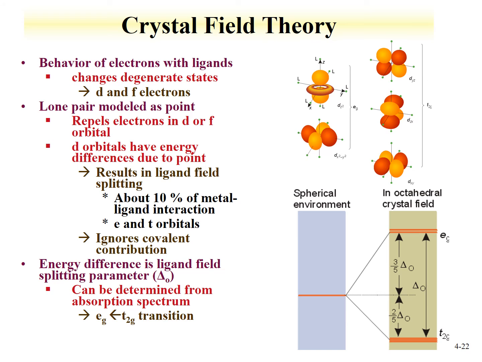and for the case of d orbitals, this can be from going from a spherical to an octahedral environment. The d orbitals are split into t and e orbitals. Now this ignores a covalent contribution, which can be fit later. This energy difference, this delta term, is called the ligand field splitting parameter, and this can be determined by absorption spectroscopy, where we have a transition from the T2g to the Eg. We measure that through UV-visible spectroscopy.